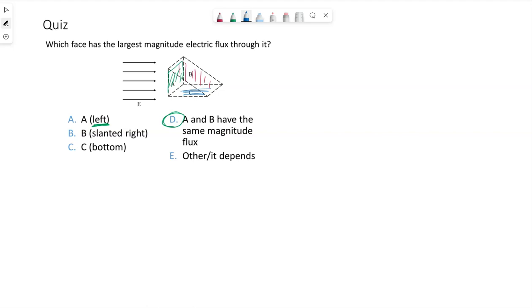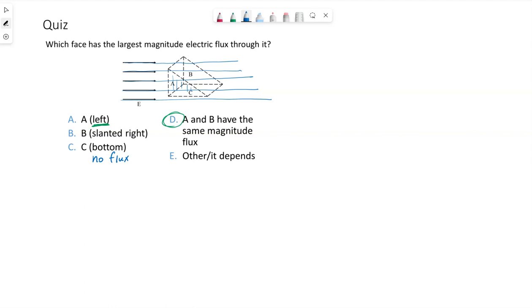Our electric field lines are coming in horizontally. If I were to extend these, surface C will have no flux. That bottom surface, none of these electric field lines will pass through the bottom surface. So imagine it's sitting on the floor and these electric field lines are parallel to the floor. None of the field lines are going through that side. Nor are they going through this triangular side we see in the front or in the back.